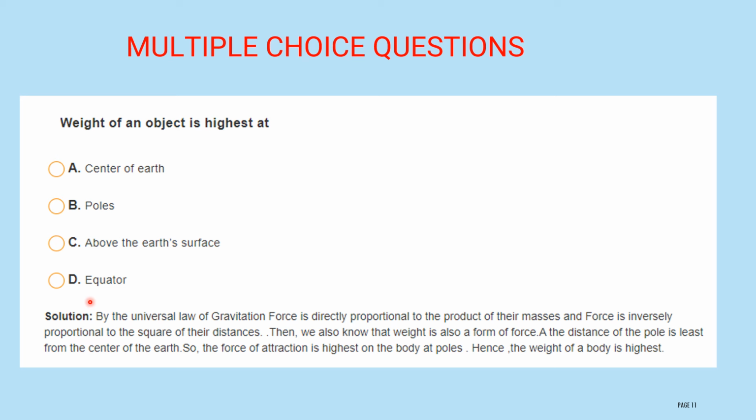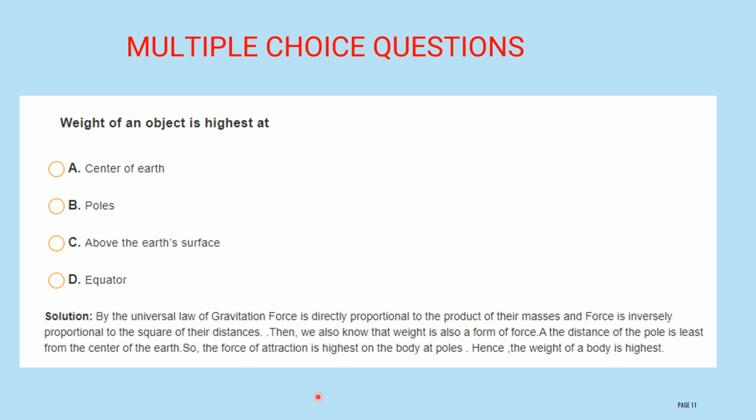According to the universal law of gravitation, force is directly proportional to the product of the masses of the objects and inversely proportional to the square of their distance. At the poles, the distance from the center of the Earth is minimum. As the distance decreases, the gravitational force increases because force is inversely proportional to distance. Therefore, at the poles the gravitational force will be more.